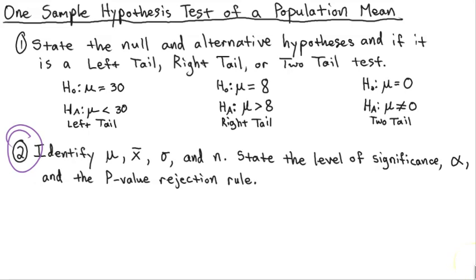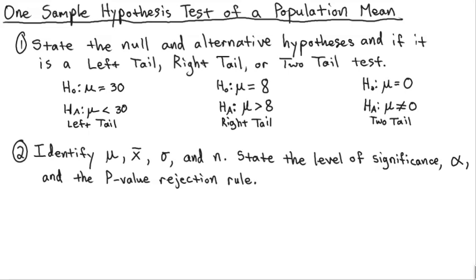All right, step 2 in a one sample hypothesis test is pretty simple compared to some other hypothesis tests. In step 2, we're going to identify mu. Now, mu is going to be whatever number is in the null hypothesis. So this number 30, that would be the mu. So we would write down here, mu is equal to 30. But if it's this one, mu would be equal to 8. If it's this one, mu would be equal to 0. So we're going to identify mu.